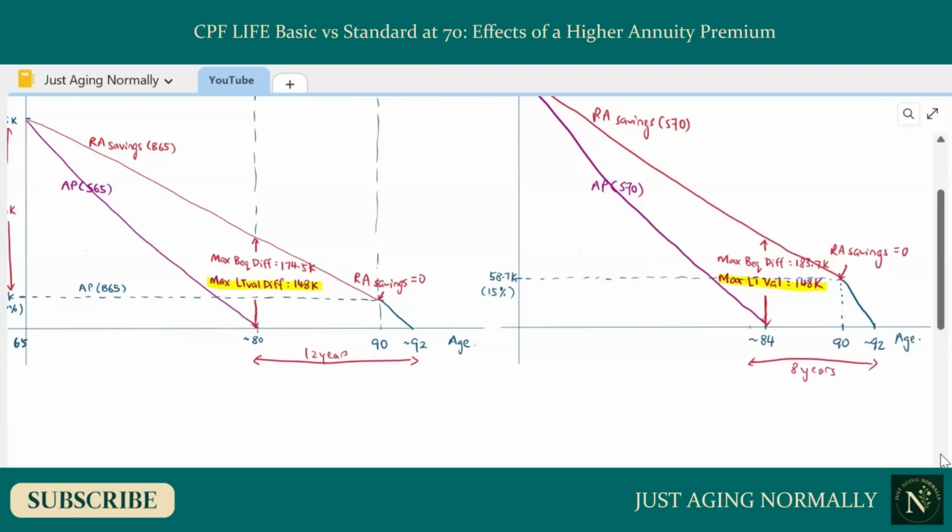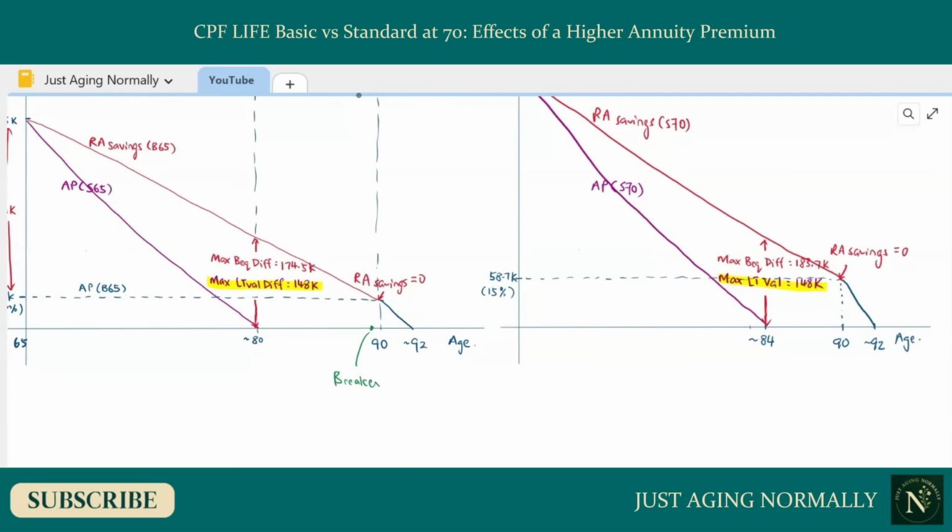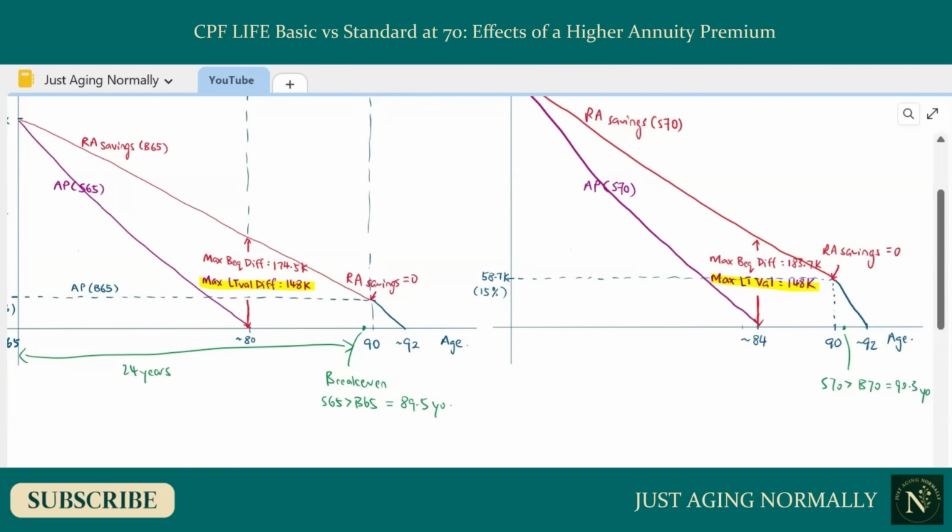Third, the standard plan catches up faster. For payout starting at 65, it took about 24 years for the lifetime value of standard to overtake that of basic. But for the start at 70 plans, it takes just over 20 years for S70 to overtake B70.